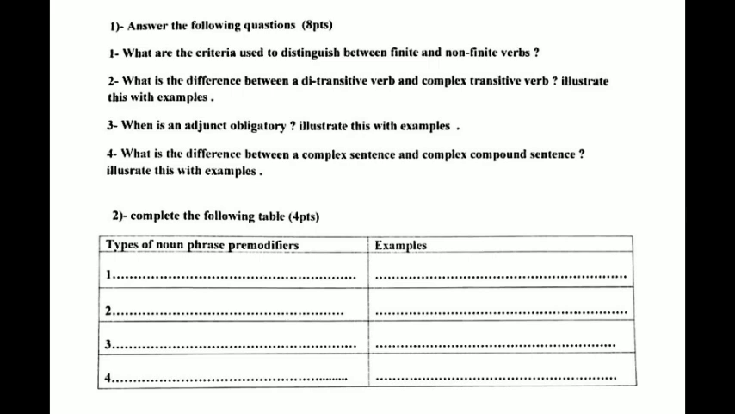Okay, so we have number 2, complete the following table. Types of noun phrases. Example. إذا هنا قال لك أعطيني types of noun phrase pre-modifiers. كاين الربعة. كاين first of all it can be as an adjective. Okay. أي بمعنى نقدر نقول لك the nice boy. إذا لاحظوا معايا حديثة pre-modifier الأول ممكن يكون as an adjective. I can say the nice boy.